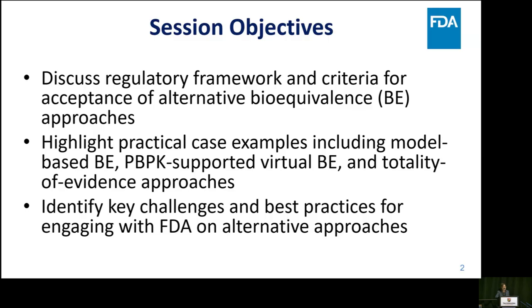By the end of this session, I hope you will leave with a clear sense of not just what the alternate BE approaches are, but also how to use them effectively in your drug development program.